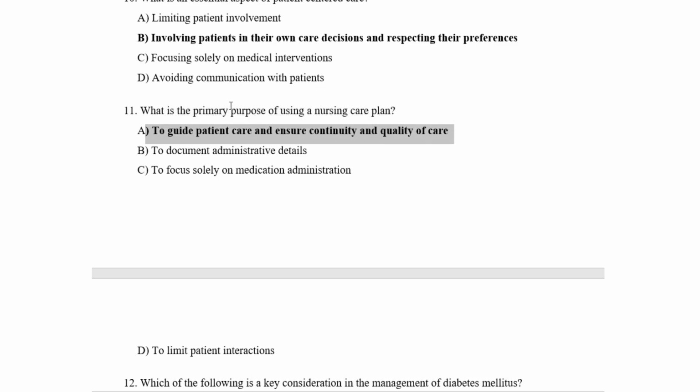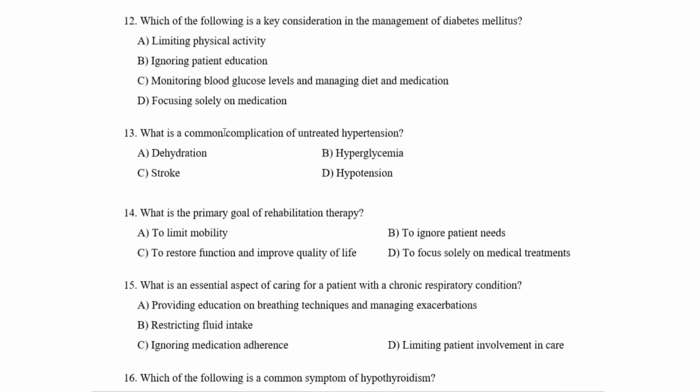Well, त्यसै गरी हामी क्वेशन नम्बर 12 मा हेरौँ त. Which of the following is a key consideration in the management of diabetes mellitus? Option A मा रहेछ, limiting physical activity. Option B मा रहेछ, ignoring patient education. Option C मा रहेछ, monitoring blood glucose level and managing diet and medication. Option D मा रहेछ, focusing solely on medication. यसको सही उत्तर हो option C, monitoring blood glucose level and managing diet and medication.